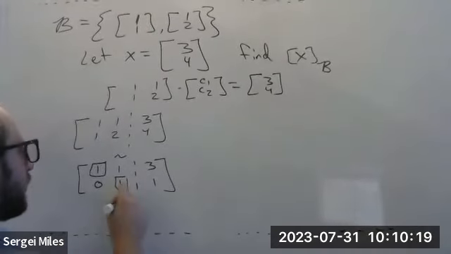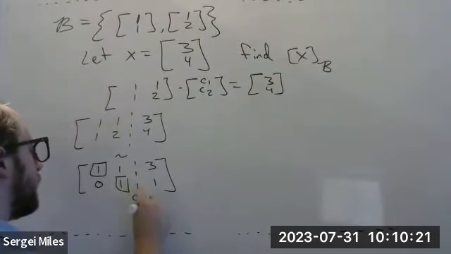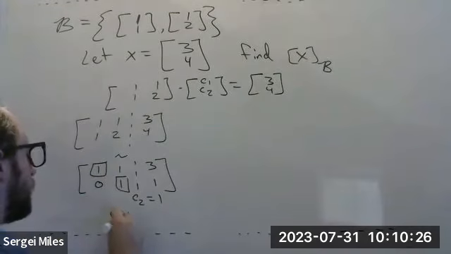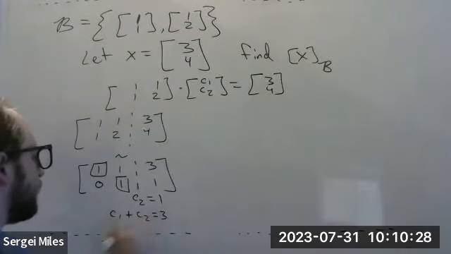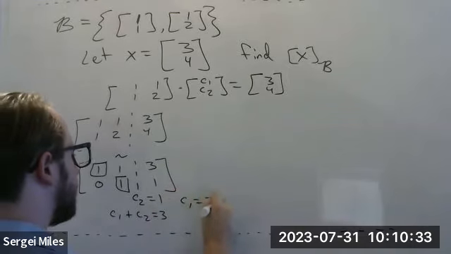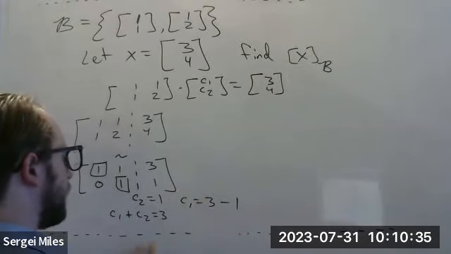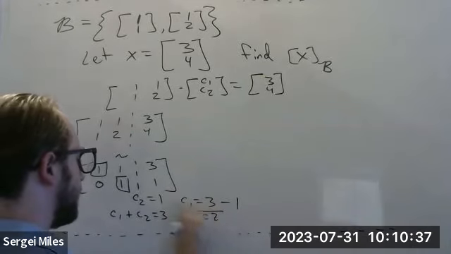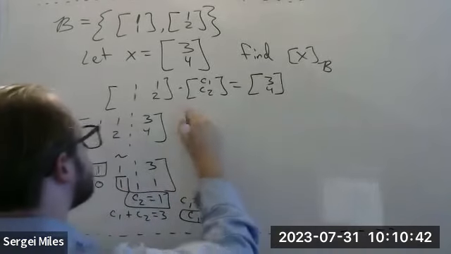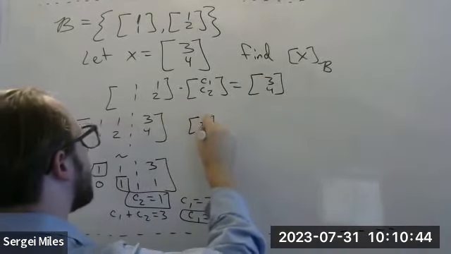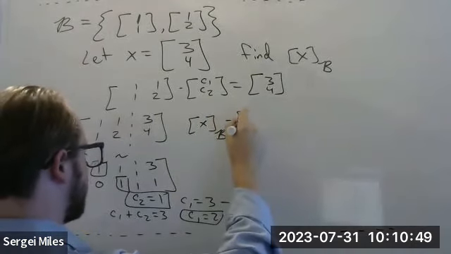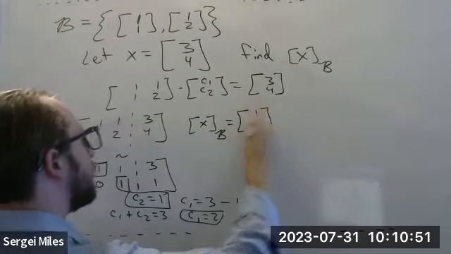What does this say? Well, C2 equals 1. What about C1? Well, this is the equation C1 plus C2 equals 3. In other words, C1 equals 3 minus C2, which is 1. So C1 is 2. In other words, my B coordinate vector of X is the new column vector 1, 2.